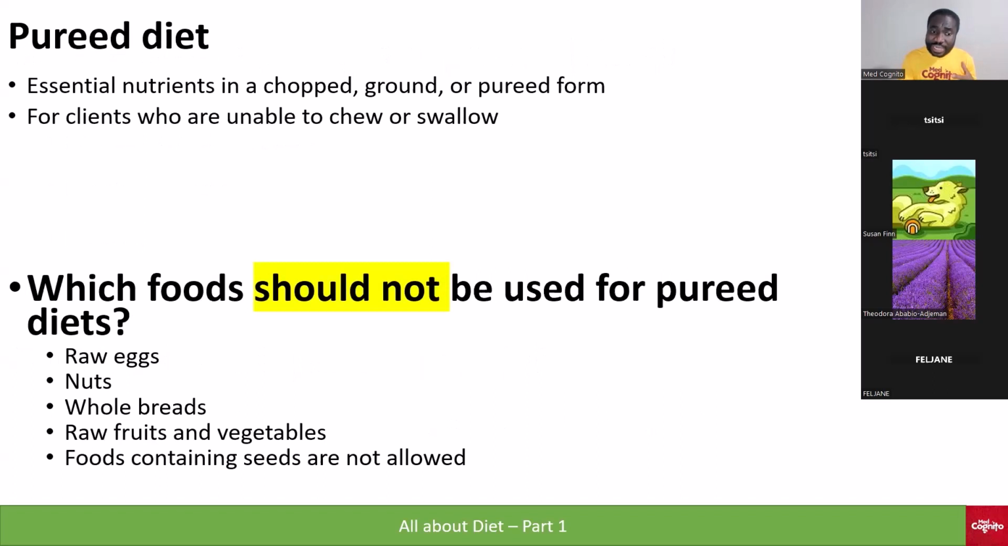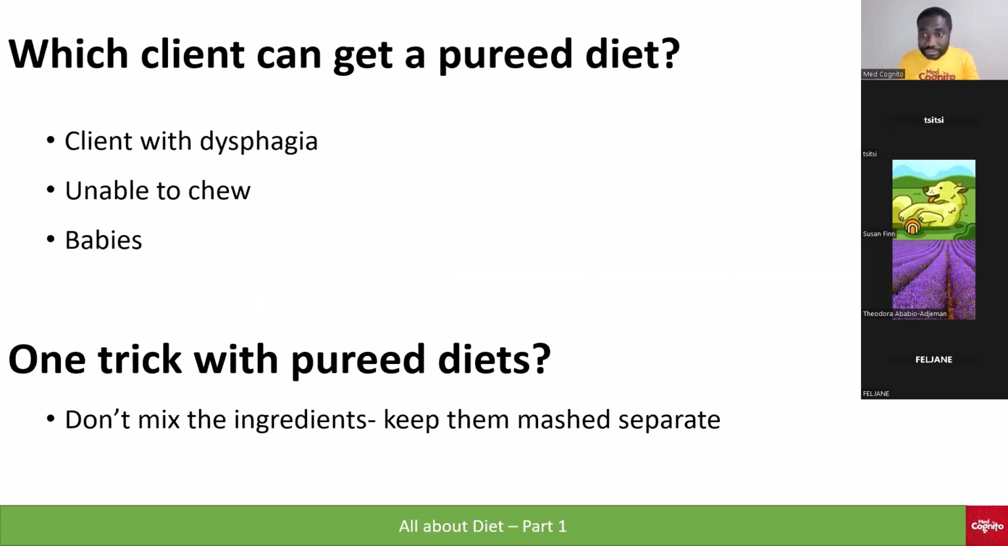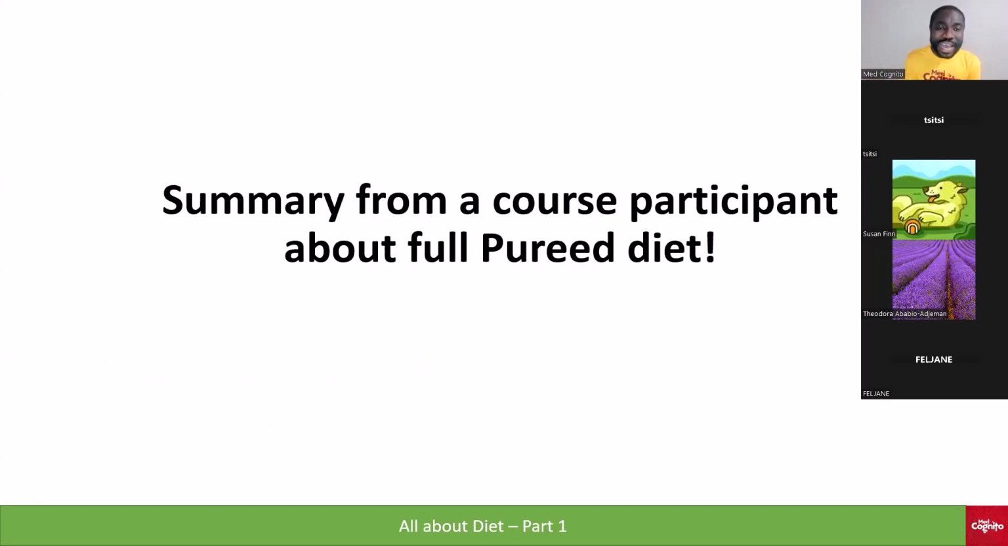What foods can't we use in pureed diets? Raw eggs, nuts, whole bread, raw fruits and vegetables, and foods that contain seeds. Who needs pureed diet? Clients who cannot swallow or who cannot chew. Clients who have dysphagia, that is difficulty swallowing. And then babies. Because remember that when you are transitioning babies from breast milk to regular foods, this is the kind of food you start them with. So they can get used to it before they start eating adult food.